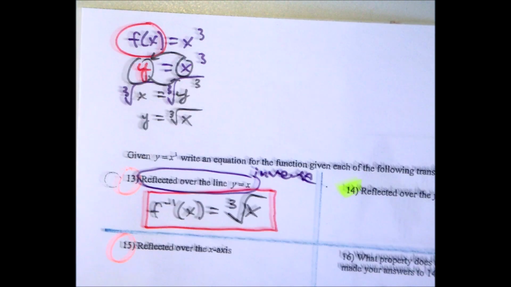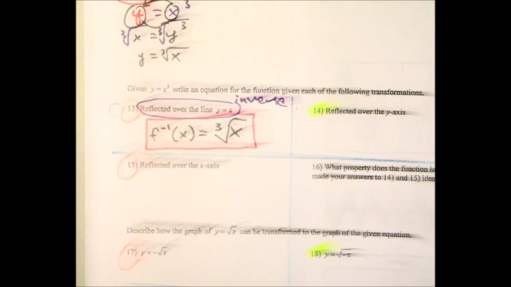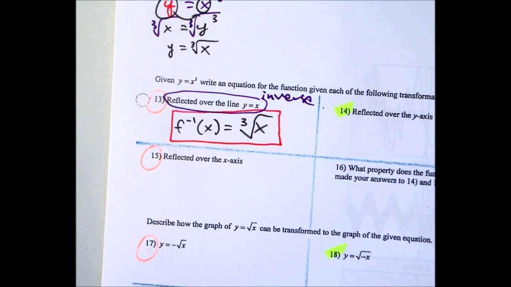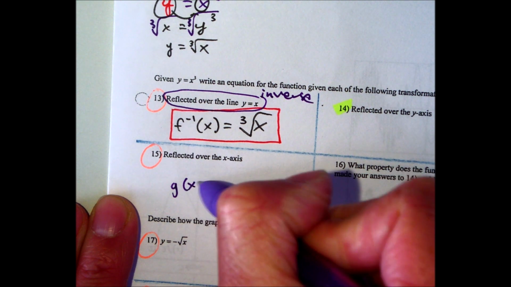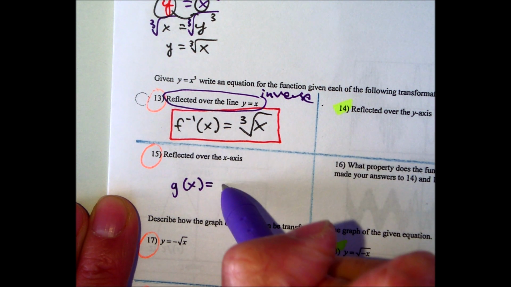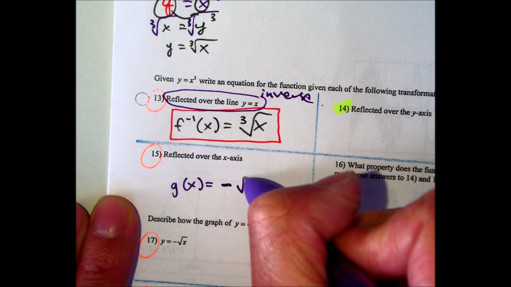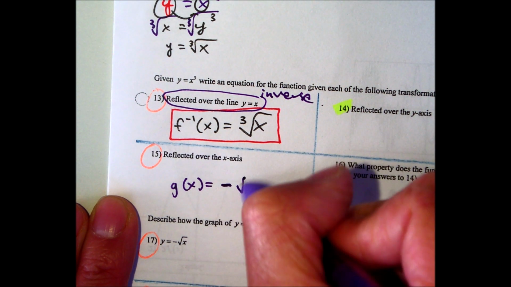Alright, let's look at the second one. The second one says reflected over the x-axis. Okay, let's just ask a simple question. Think in your head. Is the negative going to be on the inside of the parentheses or outside? Don't say anything. Partner B, whisper to partner A. On the count of 3, ready? 1, 2, 3. Outside. Okay. So you can write something like this: g of x equals the negative x to the third.